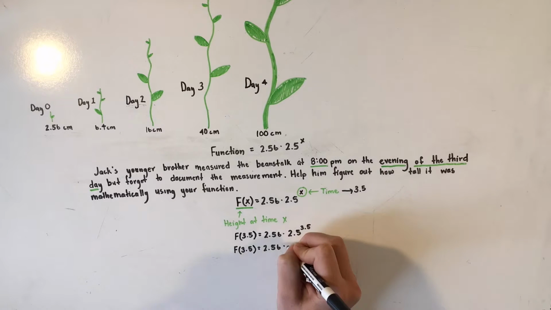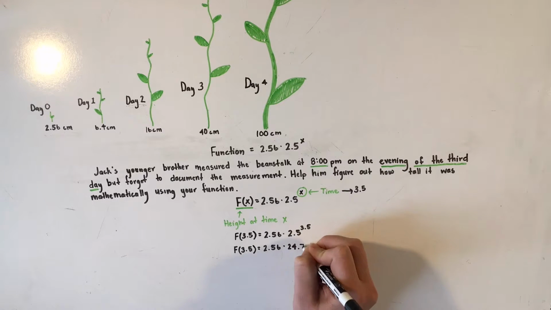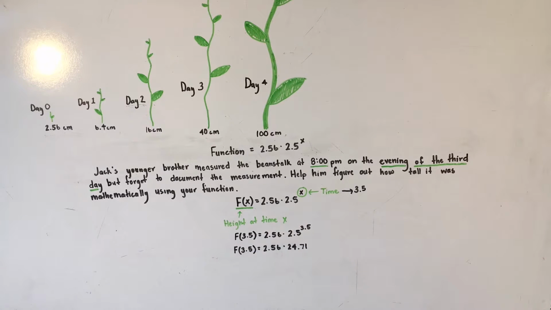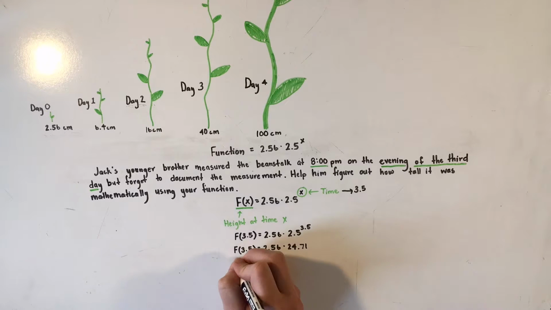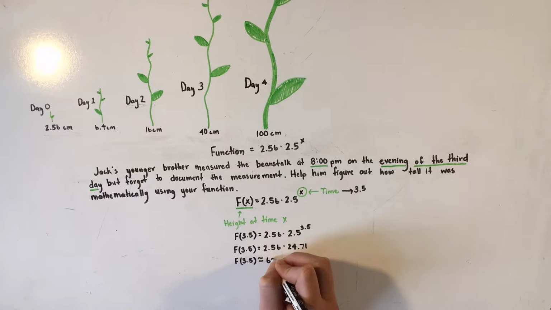If you're breaking this into two steps, you should get 24 and 71 hundredths, which you will then multiply by 2 and 56 hundredths. Your final answer should be approximately 63 and 25 hundredths.